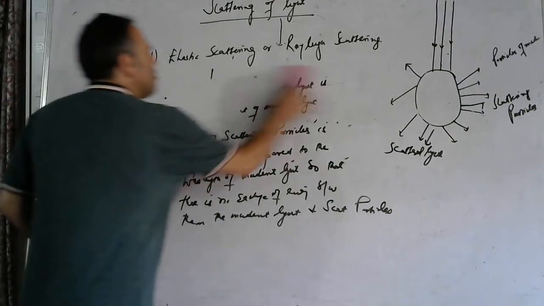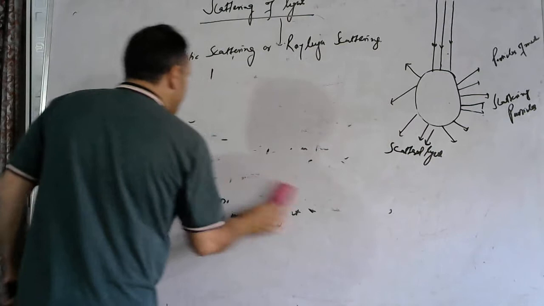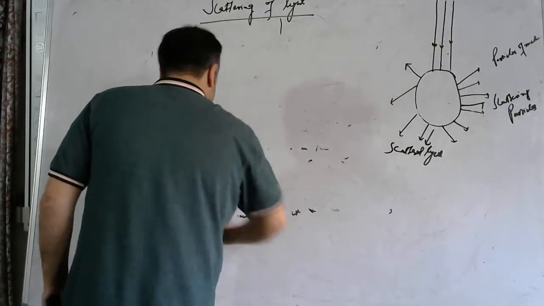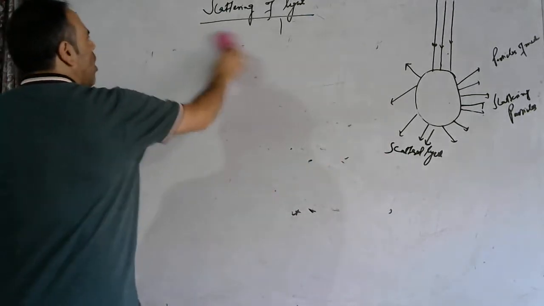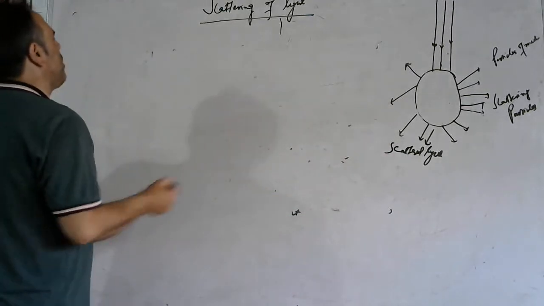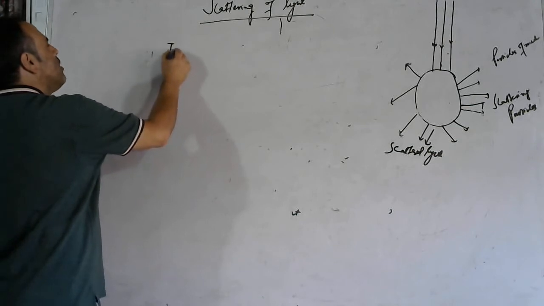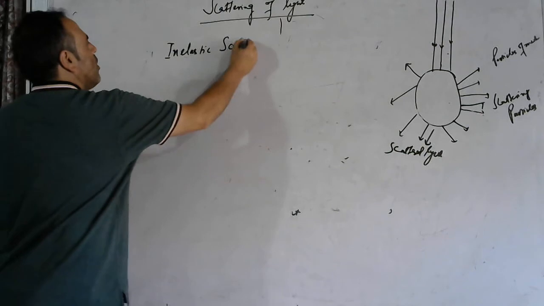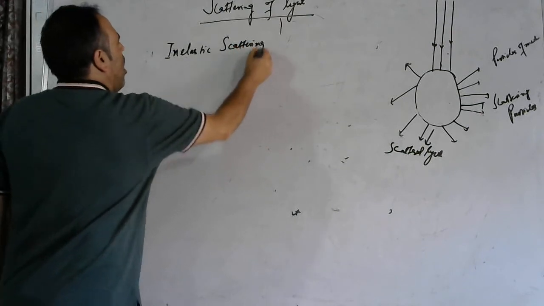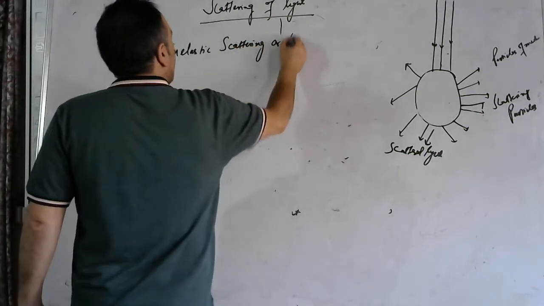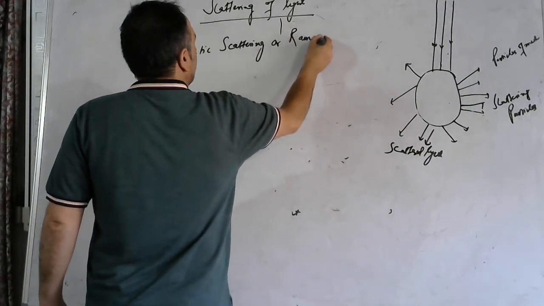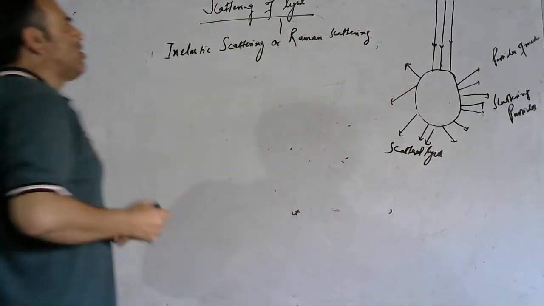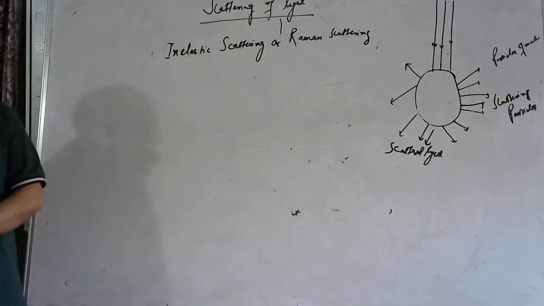Now let us discuss the second type, that is inelastic scattering, or we can call it Raman scattering. जो दूसरी टाइप है स्कैटरिंग की उसको हम कहते हैं inelastic scattering और Raman scattering.